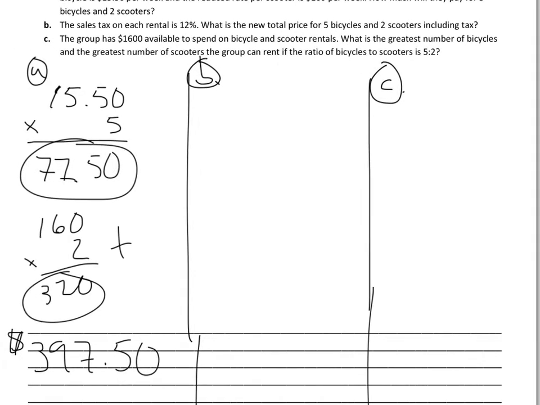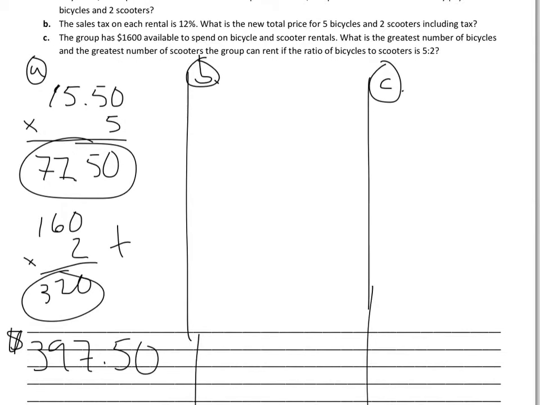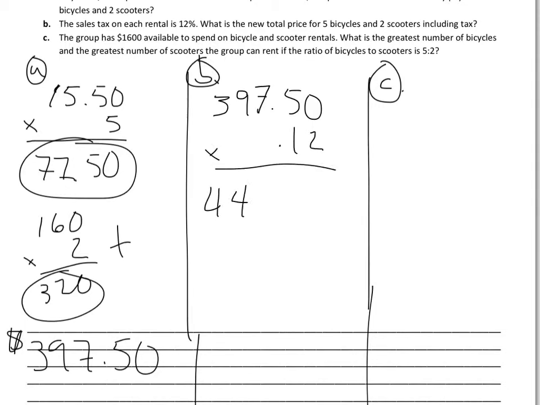Well, here's the next part. It's pretty easy. Taking $397.50, it says you have to pay a 12% tax. What's your new total cost? Well, I know the 12% as a decimal is 0.12. Multiply this out.